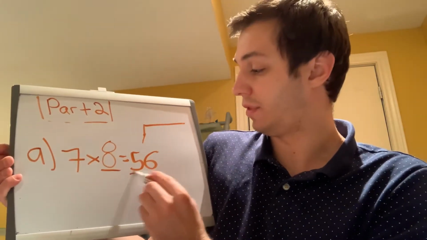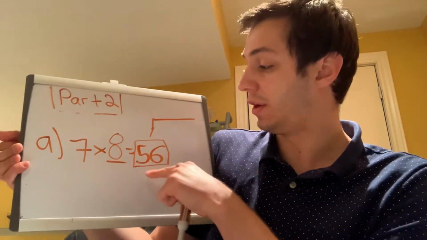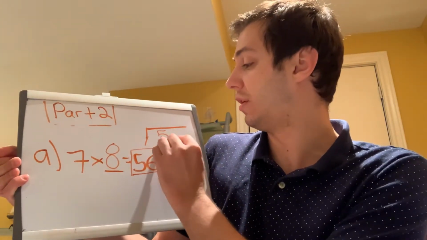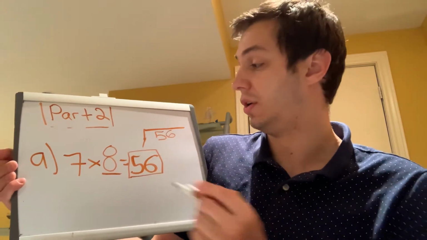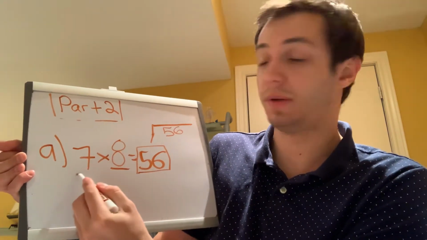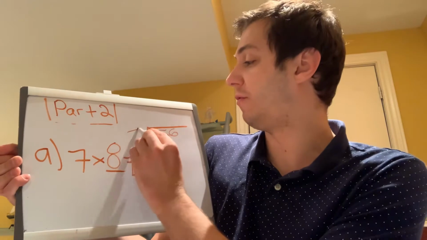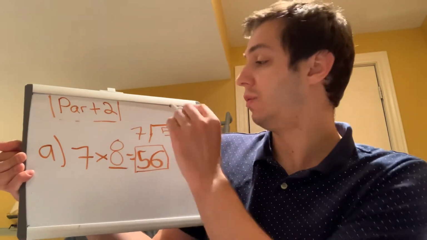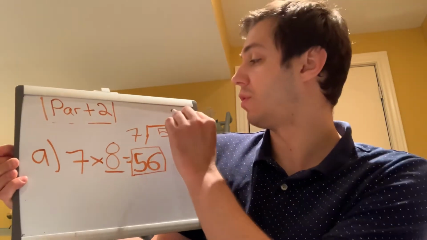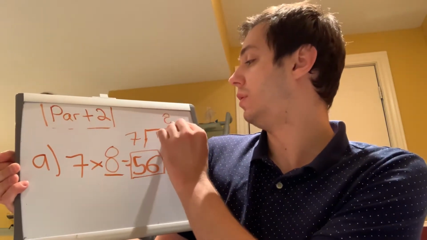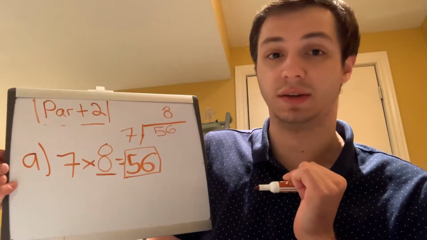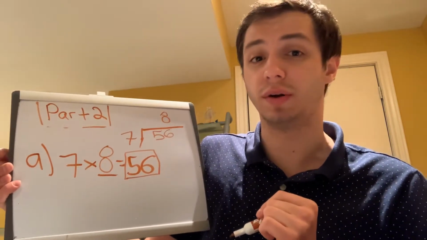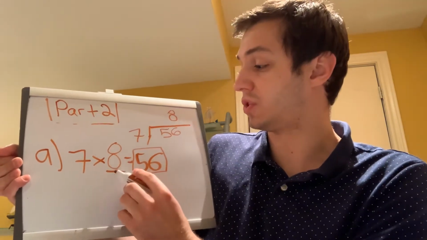Right, so we have the number 56. The number that comes after the equal sign will always go underneath your division sign. Our first number, the number 7, will go before our division sign. And then the number 8, what we solved for, will go right at the top, right above the 6 in our 56.